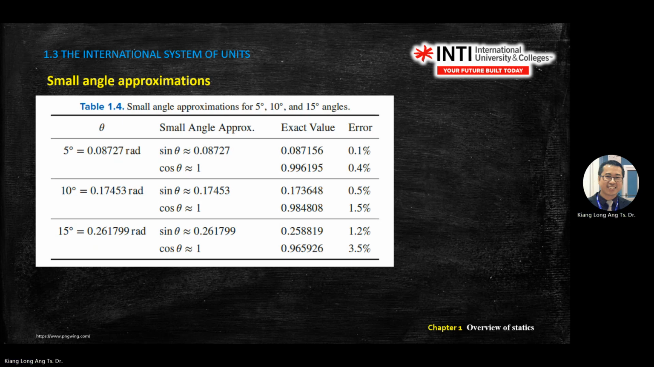How to get this one? How to get exact value? How to get 0.087156? You use your calculator, press sine 5 degree, you get this one. Means if you have a right angled triangular, you press calculator, sine 5 degree, you get this one. Then the error will be 0.1%. You know how to find error, right? Take something, divide by. Okay. So you take this one minus this one divided by this one. You multiply 100, you get 0.1%. Apply the same for the rest.